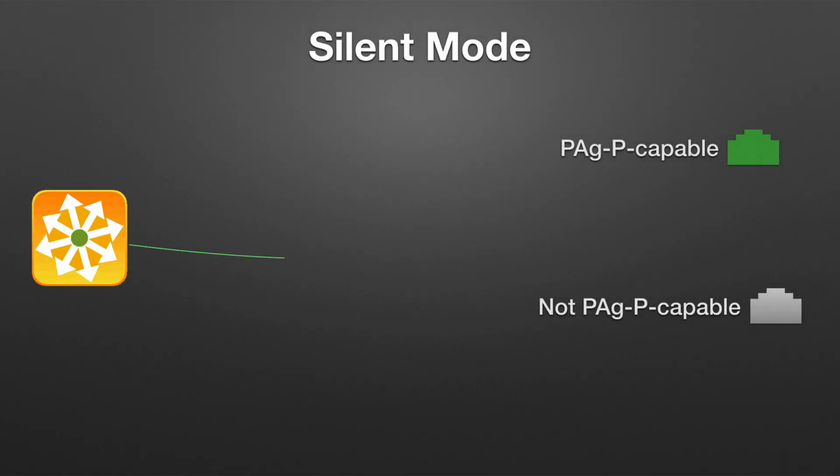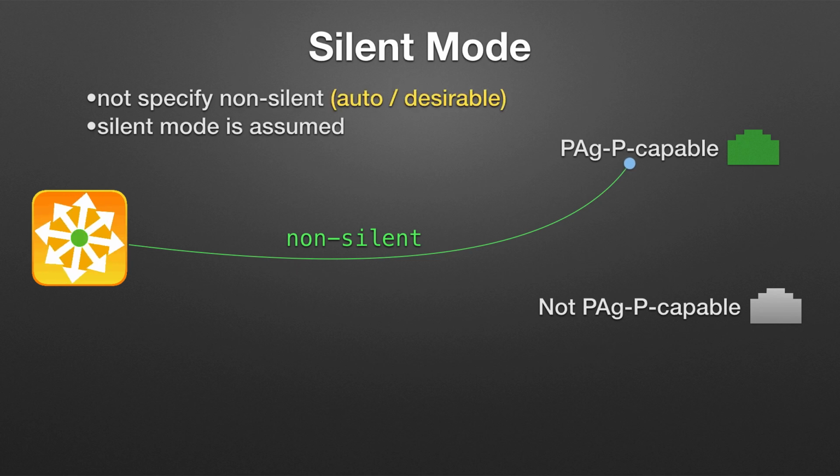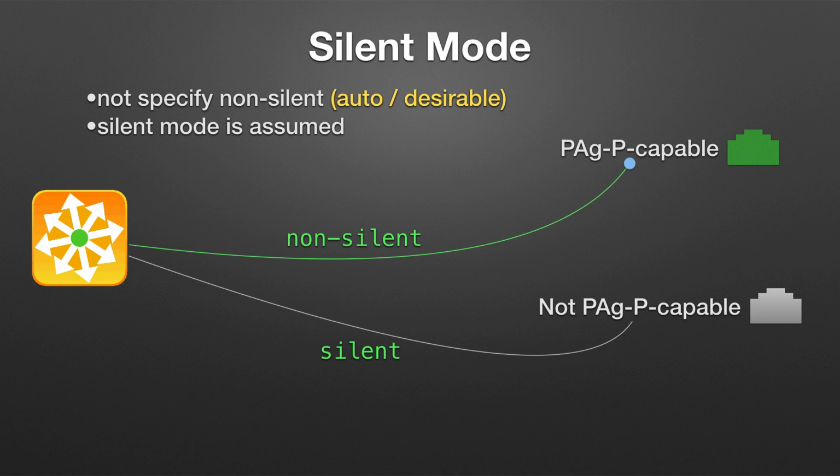Silent mode. If your switch is connected to a partner that is PAgP capable, you can configure the switch port for non-silent operation by using the non-silent keyword. If you do not specify non-silent with the auto or desirable mode, silent mode is assumed. Use the silent mode when the switch is connected to a device that is not PAgP capable and seldom, if ever, sends packets.